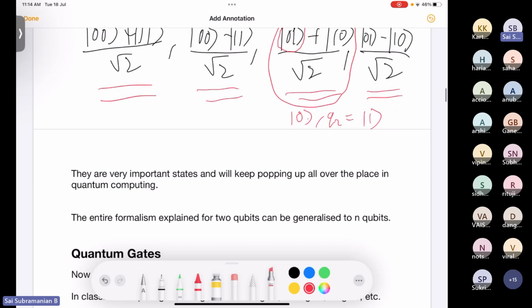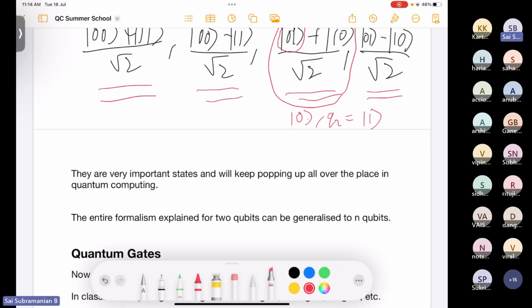Okay, so this is the formalism for 2 qubits. This entire thing can be generalized to n qubits, including the vector space, the dual space, the inner product, the Schmidt decomposition, the von Neumann entropy. We will not do that in this session. If you're interested, you can look into it. But the same exact ideas follow.